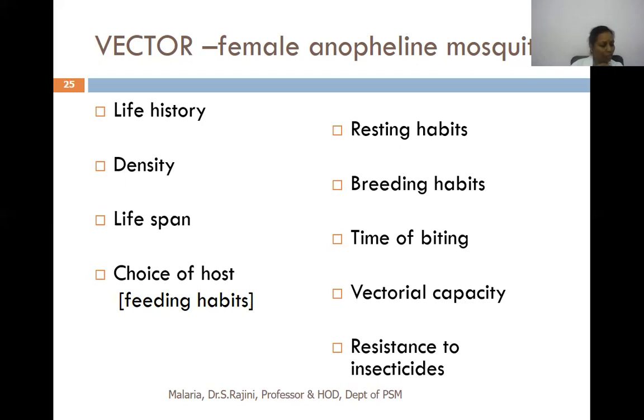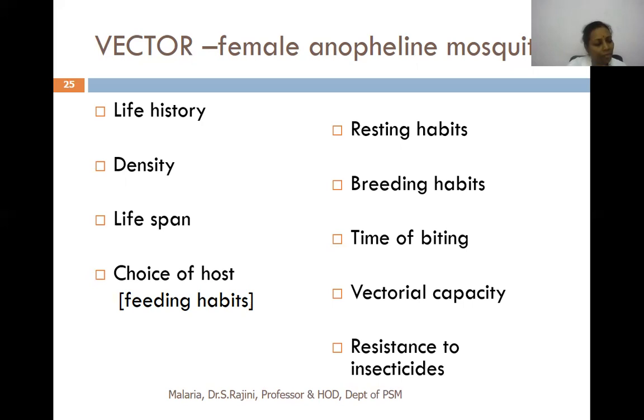Time of biting. The majority of Indian mosquitoes bite at night, excepting the Aedes mosquitoes. Aedes mosquito transmits what? Aedes mosquito transmits dengue and chikungunya. So these mosquitoes bite during daytime, whereas all the other mosquitoes are night biters. They bite at night time.